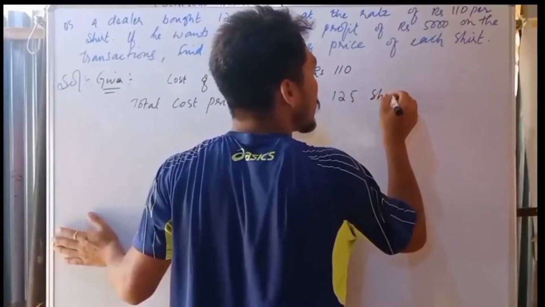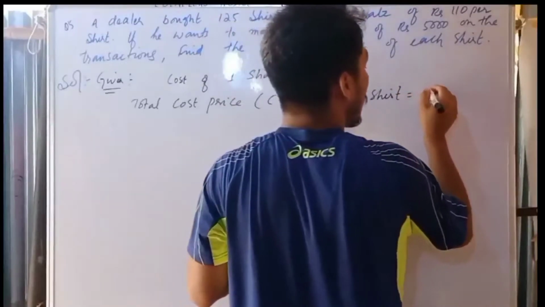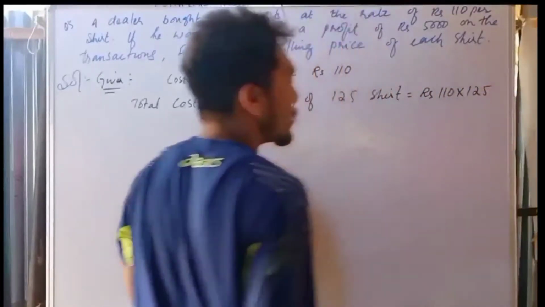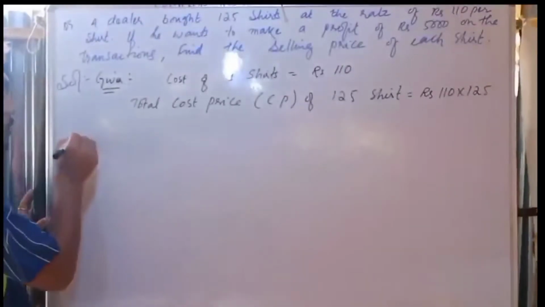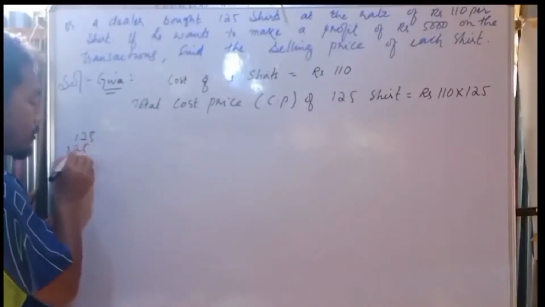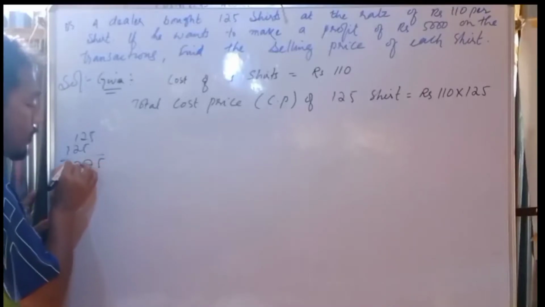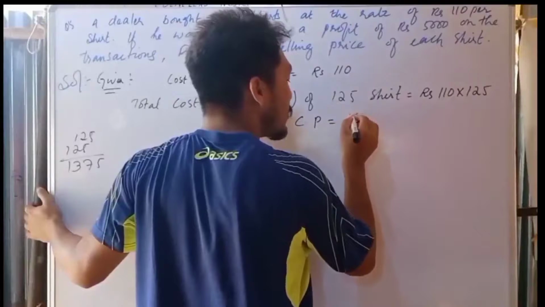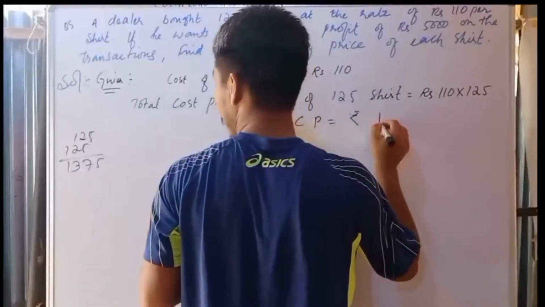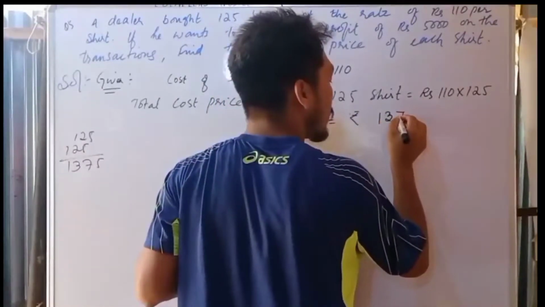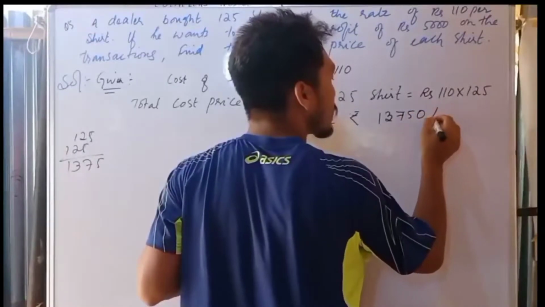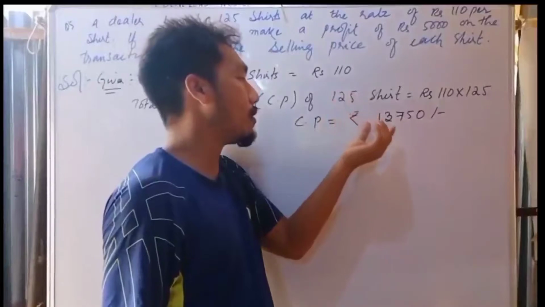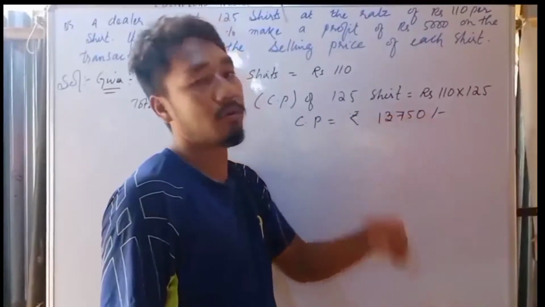125 cert is equal to how much? 125 cert is equal to rupees 110 into 125. So multiply these two, and it will become 13,750. So what is the total cost? CP is how much? Rupees 13,750. So you bought the 125 cert by giving 13,750.